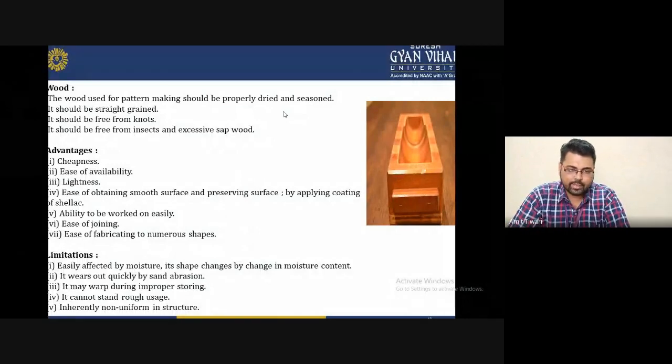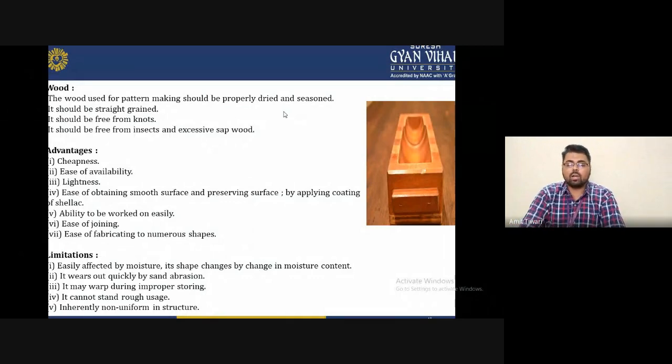Second, it wears out quickly by sand abrasion. Third, it may warp during improper storing, and some types of problems occur in wooden patterns when stored improperly. Fourth, it cannot stand rough usage, because it is not capable of withstanding rough use. Fifth is that it is inherently non-uniform in structure.